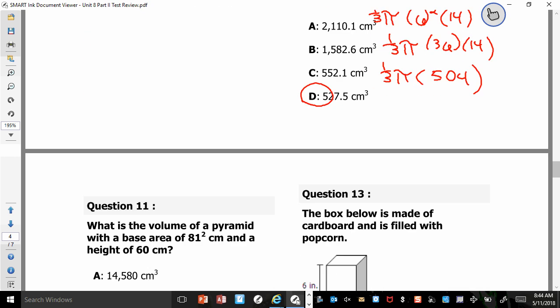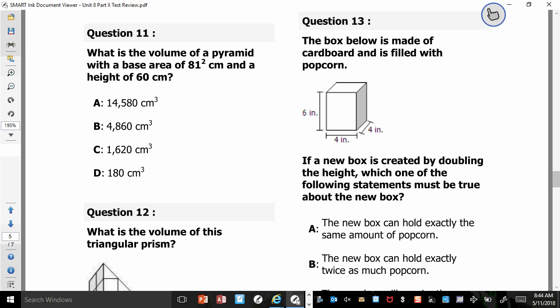All right, number 11. What is the volume of a pyramid? So they tell us it's the volume of a pyramid with a base area of 81 centimeters and a height of 60. So, what is the formula for the pyramid? Volume is 1/3 big B times h. So really, they've given most of it for you, right? Because they've already done big B. And then the height is 60.